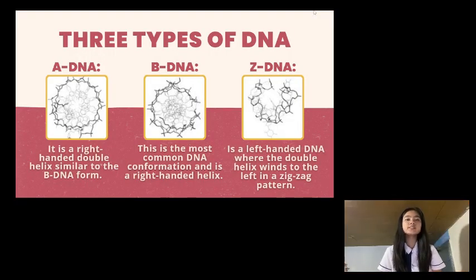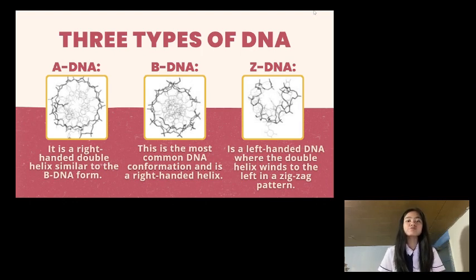So the first one is A-DNA. It is a right-handed double helix similar to the B-DNA form. All dehydrated DNA takes an A form that protects the DNA during extreme conditions such as desiccation. Protein binding also removes the solvent from DNA, and the DNA takes an A form. And for the second type, we have B-DNA. It is the most common DNA conformation and is a right-handed helix. The majority of DNA has a B-type conformation under normal physiological conditions.